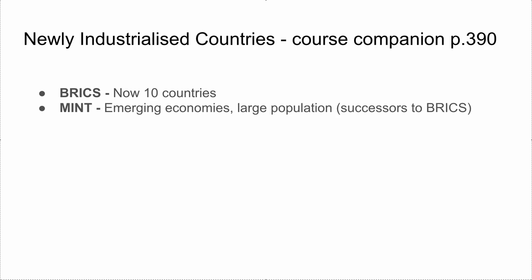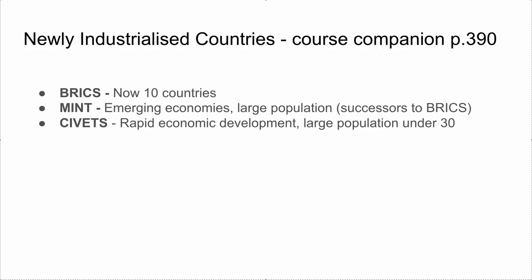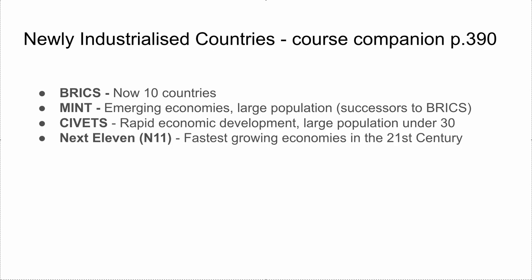Now, the successor to BRICS was MINT. So that includes Mexico, Indonesia, Nigeria, and Turkey. These are smaller economies, but they're bunched together because they have large populations, but also suffer from corruption and political instability. CIVETS include Colombia, Indonesia, Vietnam, Egypt, Turkey, and South Africa. Again, considered rapidly developing economies with large young populations. So large proportion of their population under 30.